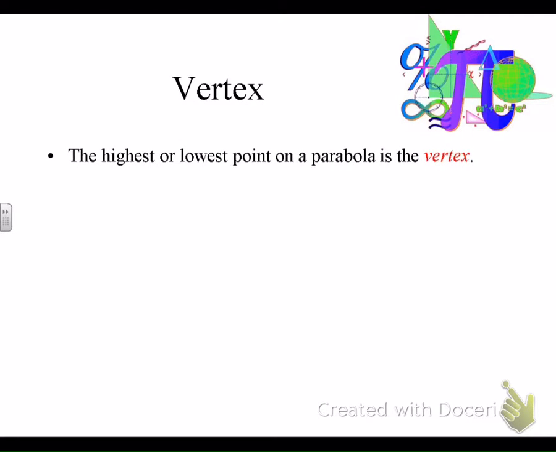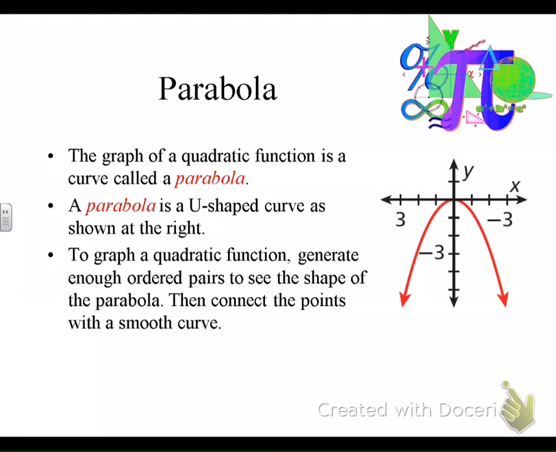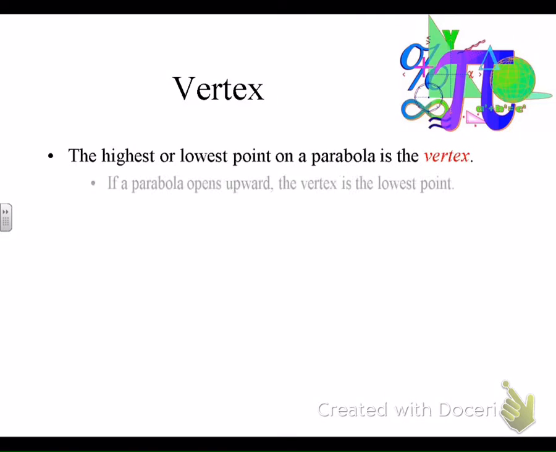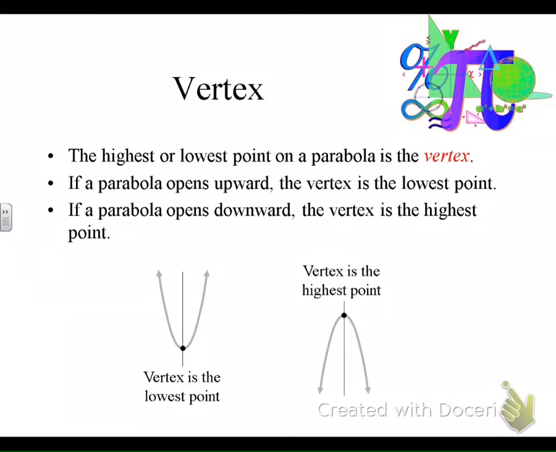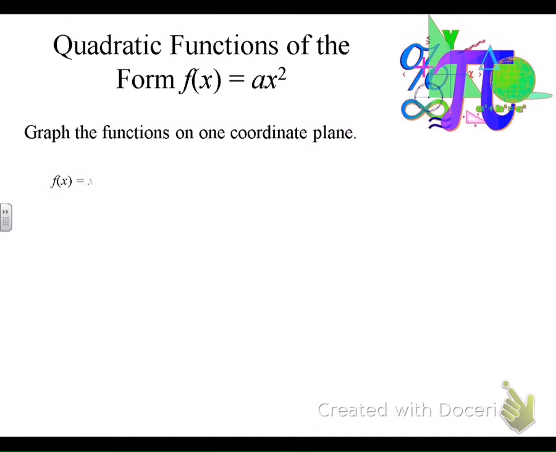Then we have what is called the vertex. The vertex is the highest or lowest point on the parabola. If you look back at this parabola, the vertex here would be the highest point because it's at the top of the parabola. If a parabola opens upward, then the vertex is the lowest point, and if the parabola opens downward, then the vertex is the highest point. These have special names.